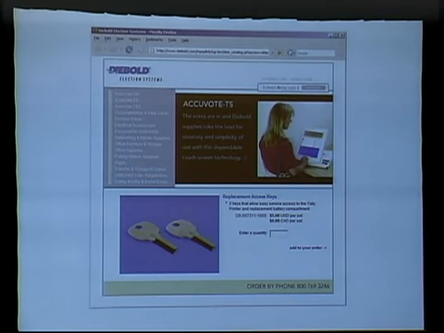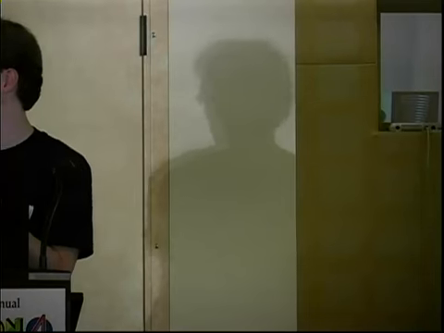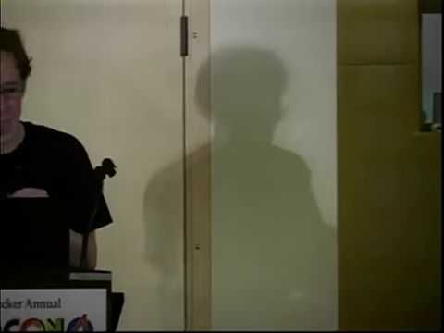So they didn't get the physical key any better than the cryptographic key. I think they finally took down the picture after we blogged about it. So that was the second finding.